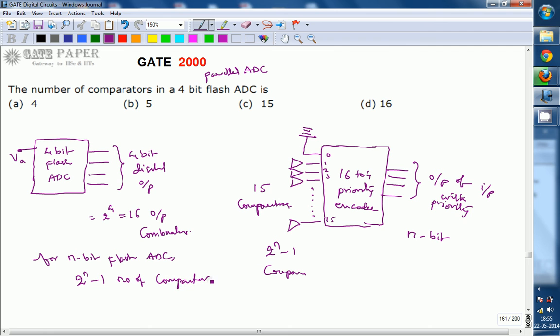So in the question it was asked about the 4-bit ADC. So n is equal to 4. 2 power 4 is 16, minus 1 is 15. So the right answer for this question is C. 15 is the answer. That is, 15 comparators are required.